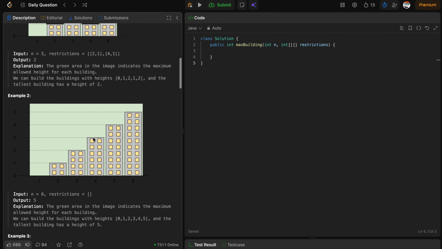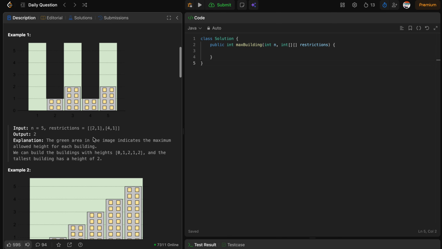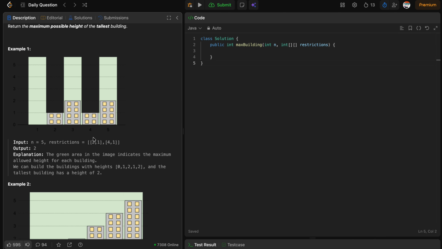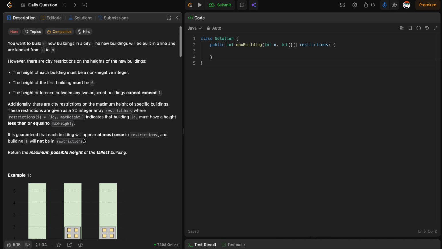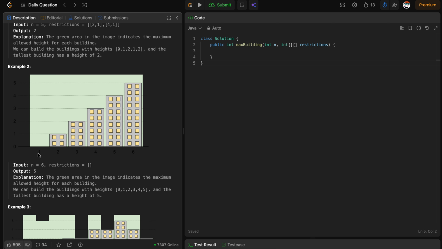Also one more observation is that the building height can be maximized according to the distance. What this means is, suppose there is no restriction as such, but until building 6 we cannot increase more than 5, because every time it increments only by 1. So the distance between building 6 and the first building is 5. It cannot go beyond that. It's the maximum which we can achieve. So that is also an observation for us.